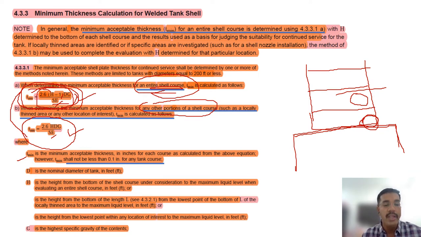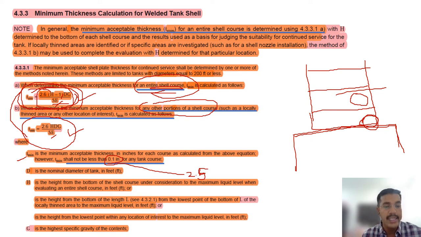So, T minimum is the minimum acceptable thickness in inches for each shell course calculated from the above equation. However, T minimum shall not be less than 0.1 inch for any shell course. What is 0.1 inch? 2.5 mm. So I have to make you remember. For the roof, how much did it come, friends? 0.09 inch, 2.3 mm. And for the shell, it is 2.5 mm. So you have to remember that it is 2.3 here and 2.5 mm there. But in API 650, the roof was 5 mm and the shell plate was 5 mm. The bottom plate was 6 mm. Do you remember it? If you didn't, please watch the 650 videos so it will get clearer.